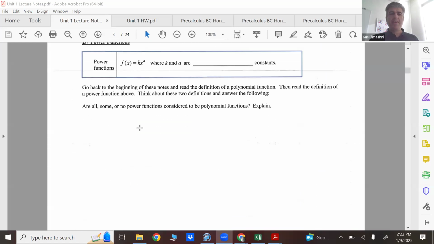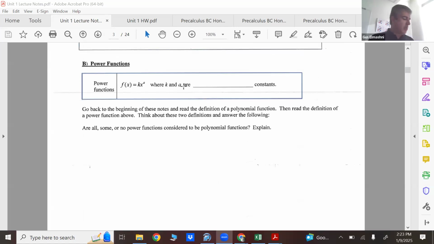All right, here we go, guys. So let's talk about power functions. Go to page 3. Middle of page 3, please. Thank you. All right.